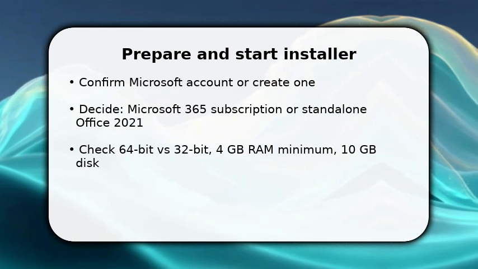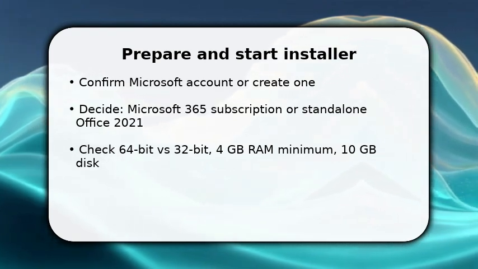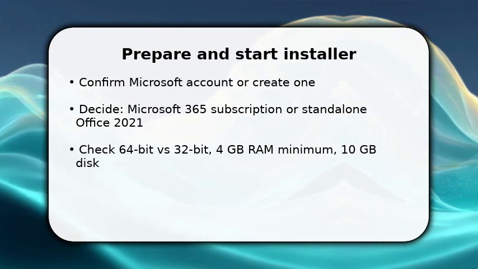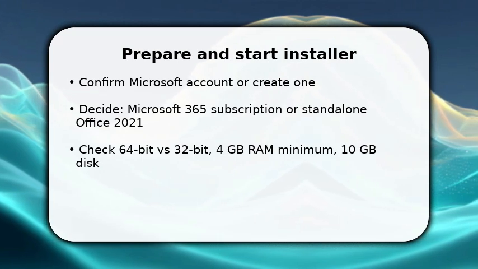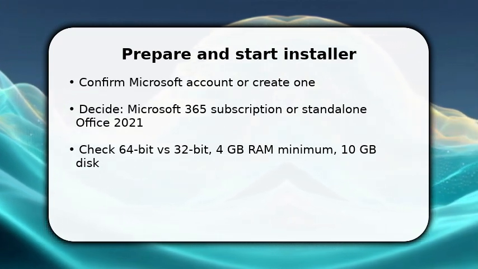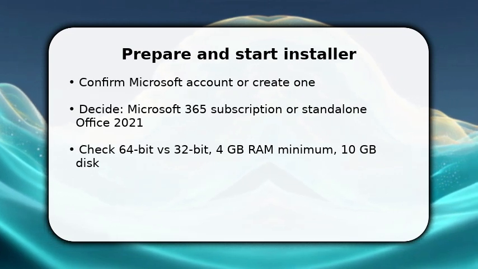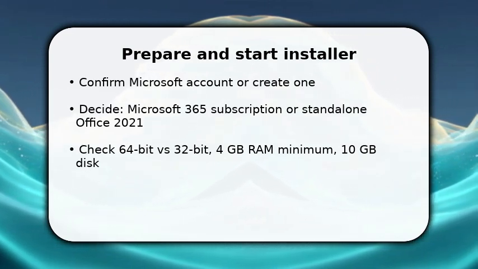Download the installer from the Services and Subscriptions page. Make sure to pick 64-bit if you run large spreadsheets or heavy add-ins. Start the installer immediately and follow on-screen prompts. This gets Word and Excel files onto your machine, so you can activate them next.